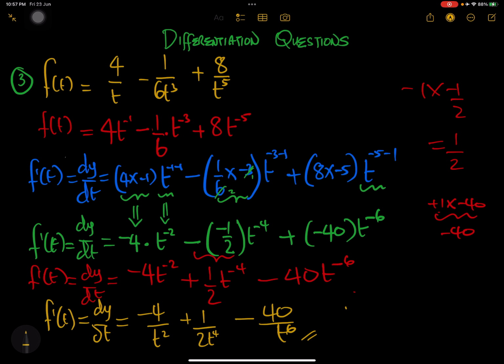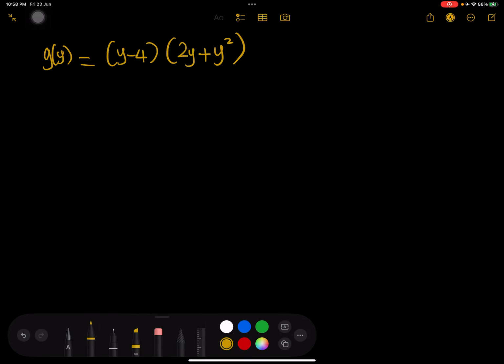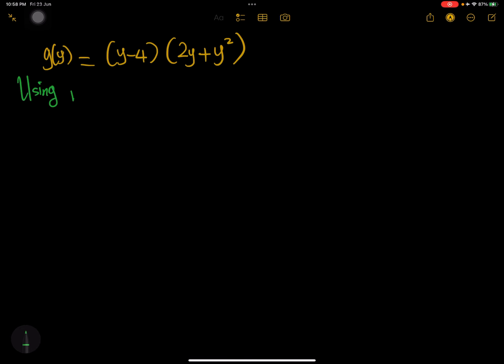Now, let's look at a question here. In this question, we have been given that g of y is equal to y minus 4, and we're also multiplying it by 2y plus y squared, I believe. Now, is something ringing a bell? I believe so. We'll say using the product rule, we know that g prime of y is going to become u dv dx.